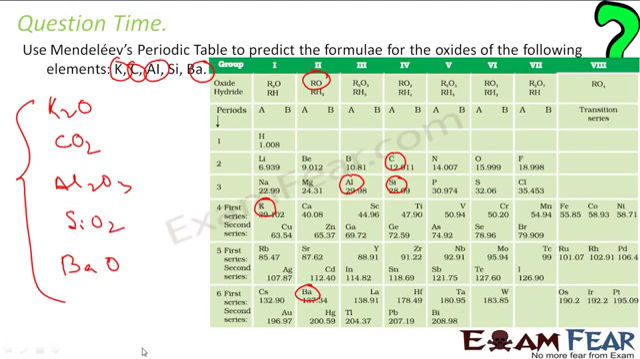With this Mendeleev table, you can actually find which kind of oxides or which kind of hydride will form.